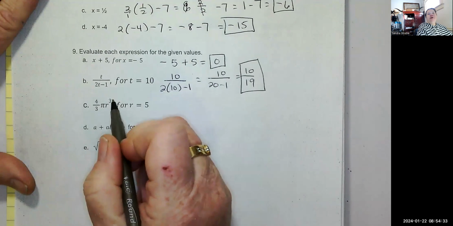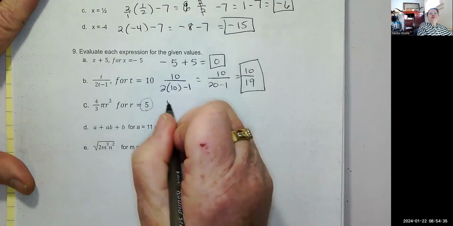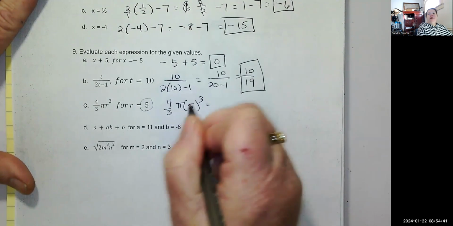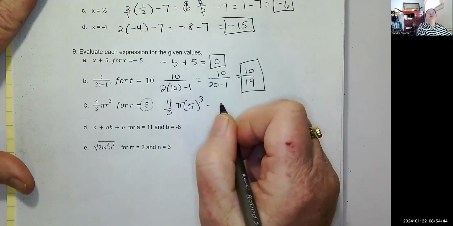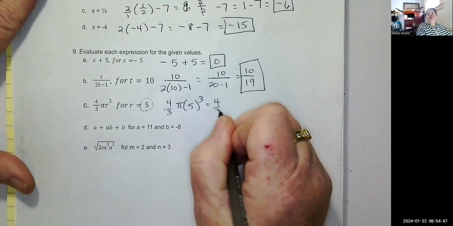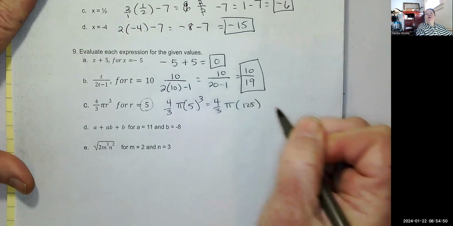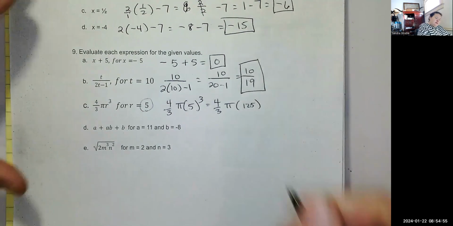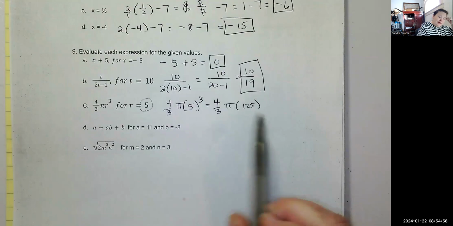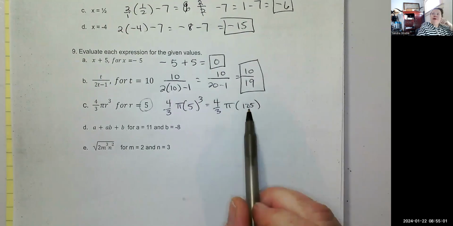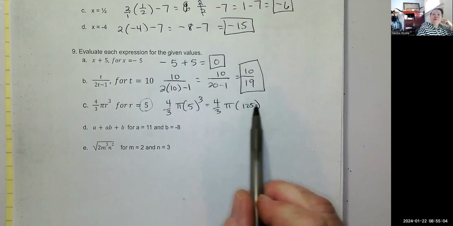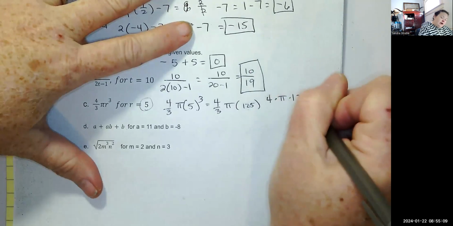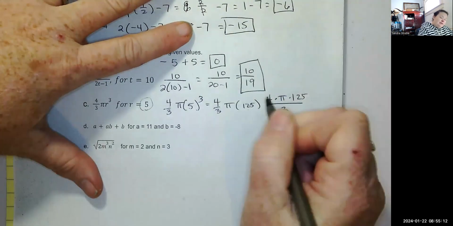4/3 pi r cubed. So we're going to plug in 5 for r. So 4/3 pi, and then 5 cubed. 5 cubed is 125. 5 times 5 is 25 times 5 is 125. So that's 4/3 pi times 125. Probably the first thing I would do here, see if 3 is divisible into anything. Is it? That's the first thing I would look at, see if I can reduce this 3 and this 125. Because when you multiply straight across, you're going to get 4 times pi times 125, all that over 3. That's what this is equal to.